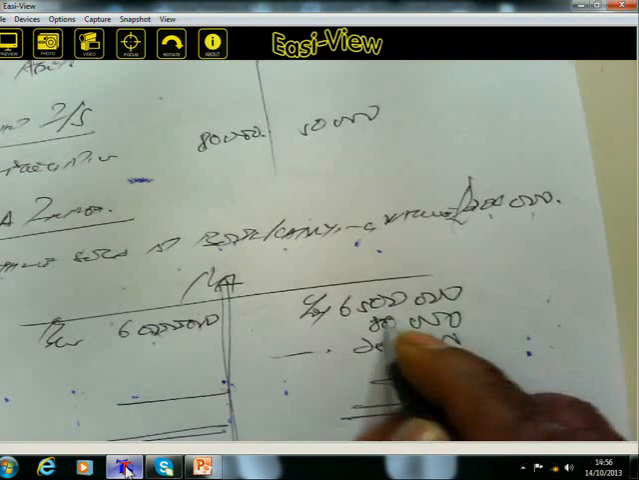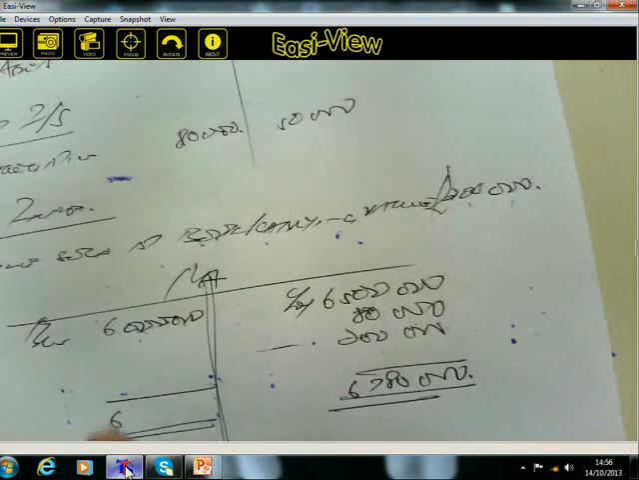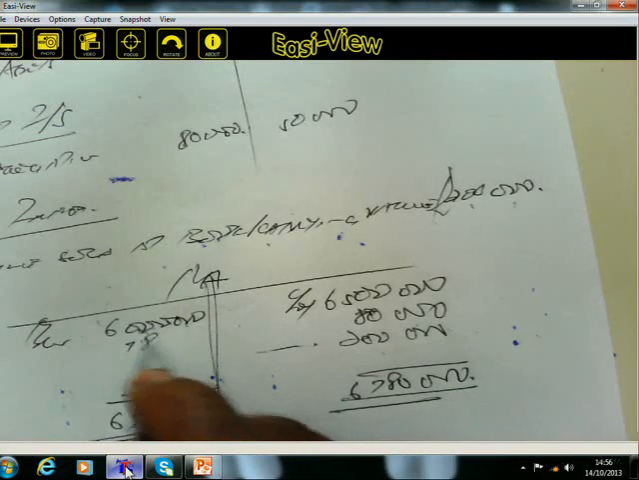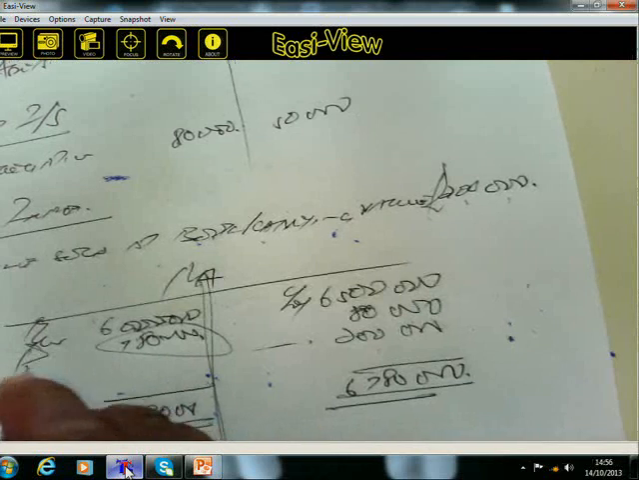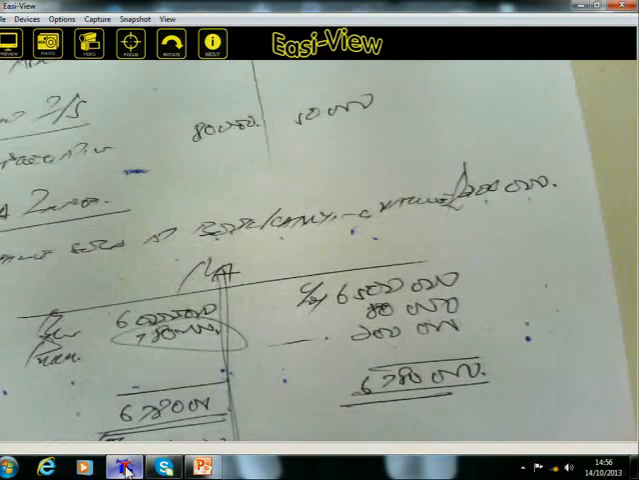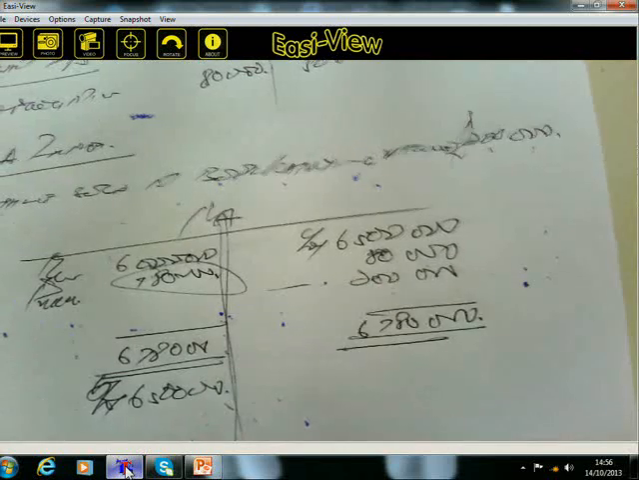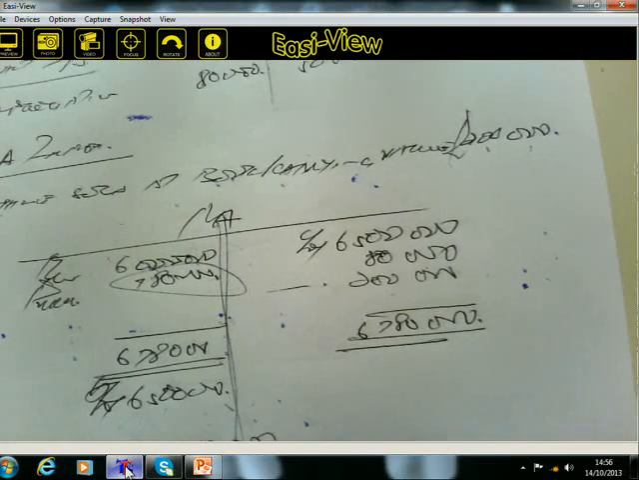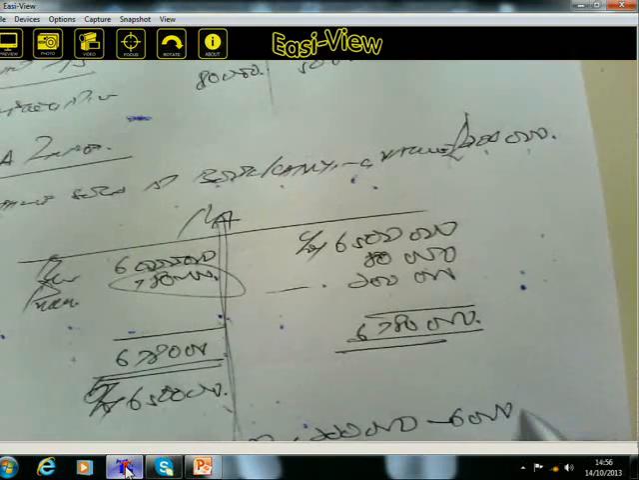So this will give you 6.780 million. What is the difference? 780,000. So this will be your fixed assets purchased. In terms of calculation, you can start here: 6.5 million plus 80,000 plus 200,000 minus 6 million.